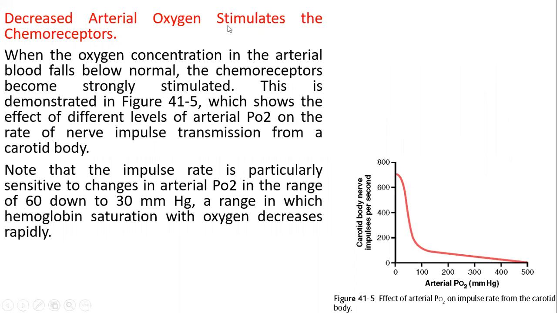Decreased arterial oxygen stimulates the chemoreceptors. When the oxygen concentration in the arterial blood falls below normal, the chemoreceptors become strongly stimulated. This is demonstrated in figure 41.5, which shows the effect of different levels of arterial PO2 on the rate of nerve impulse transmission from the carotid body. Note that the impulse rate is particularly sensitive to changes in the arterial PO2 in the range of 60 to 30 mmHg, a range in which hemoglobin saturation with oxygen decreases rapidly.